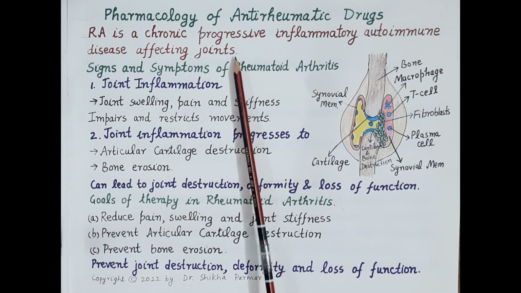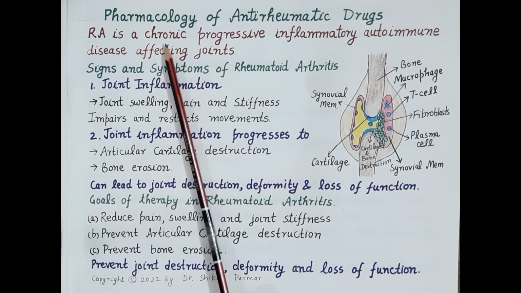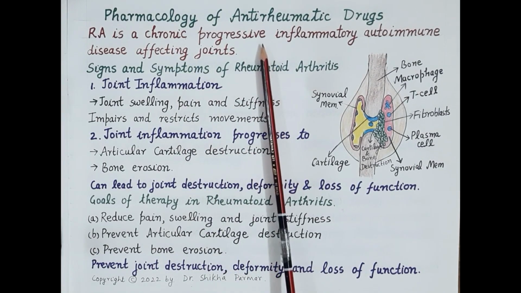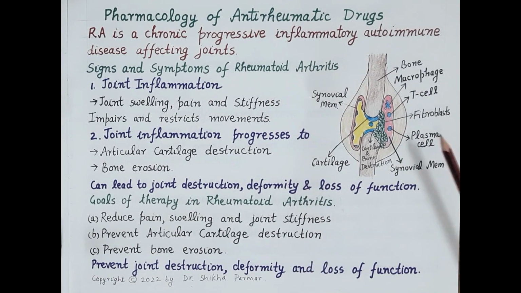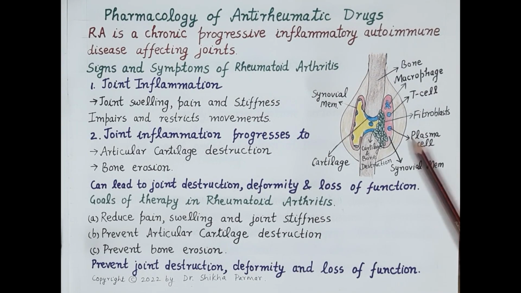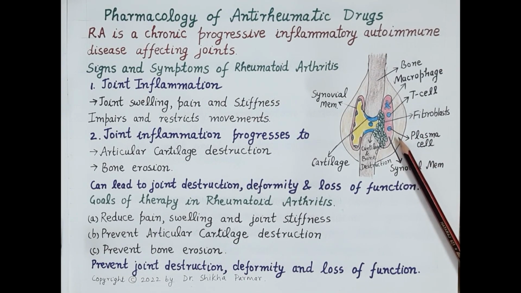As we all know, rheumatoid arthritis is a chronic disease as it continues for a long time. It's progressive as it may get worse over time. Rheumatoid arthritis is characterized by inflammation and associated pain in the joints. Now look at this figure. It shows a joint affected with rheumatoid arthritis.